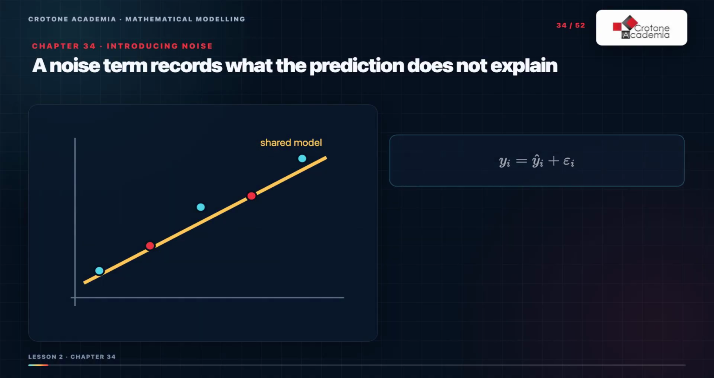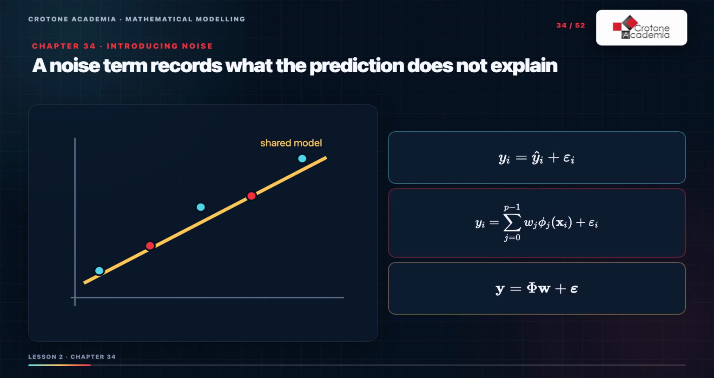We represent the discrepancy by writing y_i equals y hat_i plus epsilon_i. Epsilon is the part of the observed output not explained by the model prediction. For the basis function model, y_i equals the weighted feature sum plus epsilon_i. Stack the observations, and we obtain bold y equals Phi bold w plus bold epsilon. The term noise is broad. It can include measurement error, natural variability, omitted variables, rounding, and environmental or temporal changes.